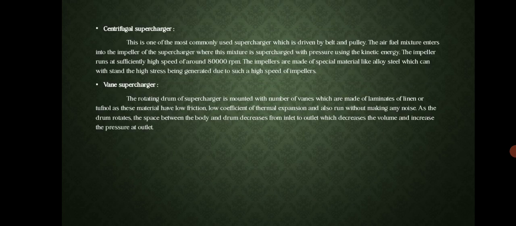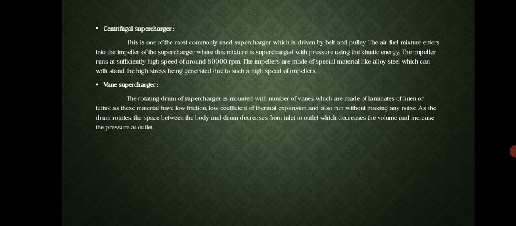Centrifugal supercharger. This is one of the most commonly used superchargers, which is driven by a belt and pulley. The air-fuel mixture enters the impeller of the supercharger, where the mixture is supercharged with pressure using kinetic energy. The impeller runs at a sufficiently high speed of around 80,000 rpm. The impeller is made of special material like alloy steel, which can withstand the high stress generated by such a high speed.